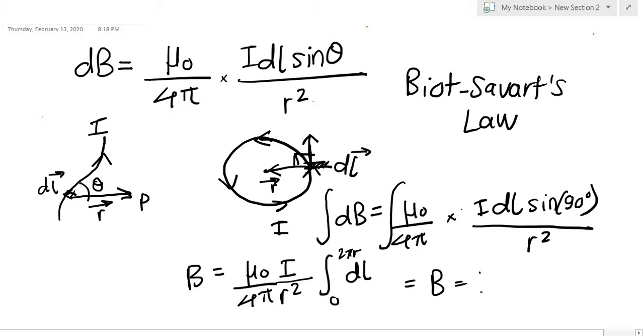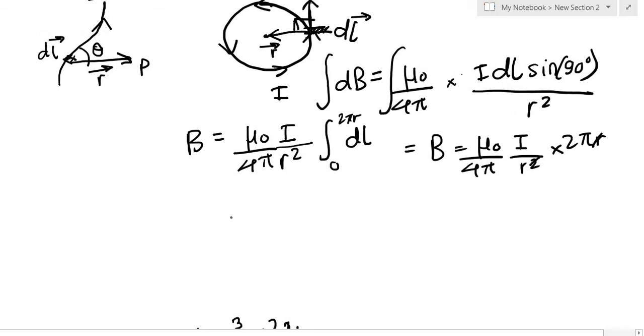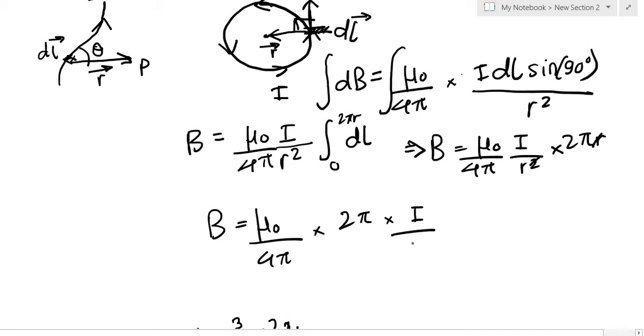So B is equal to mu naught by 4 pi I by R squared times, when you integrate dl you have L, and then you plug in the upper limit 2 pi R minus 0, which is 2 pi R. So this R, that R cancels out. Okay, so finally we have an expression for B. So mu naught by 4 pi times 2 pi times I by R.